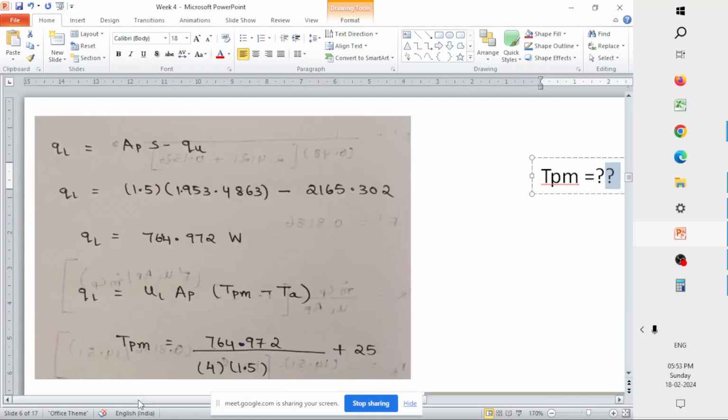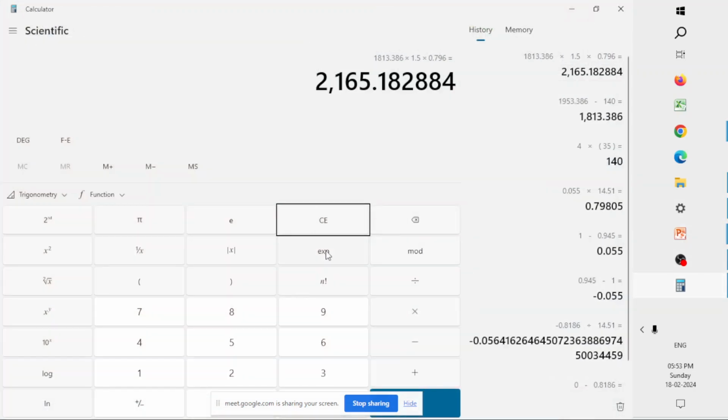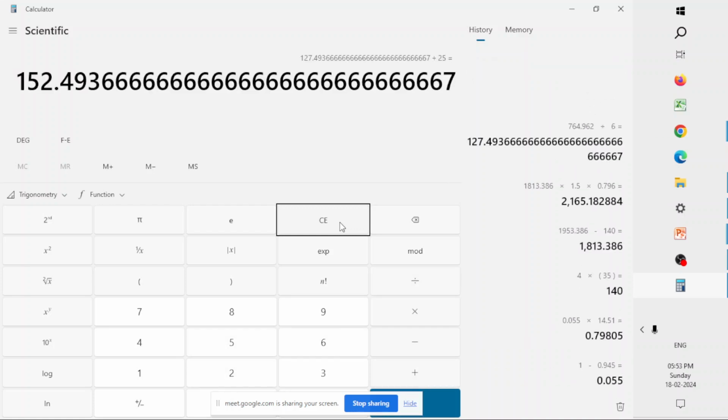But the concept is that particular amount of heat energy, that is your 764.972, will be used up to heat your absorber plate. Anybody with an answer? It's very simple. Let me also calculate here. 764.962 divided by 6 plus 25. That is approximately 152.49.